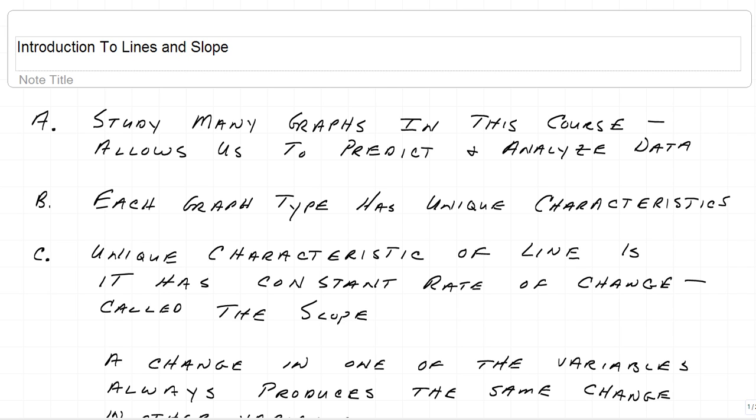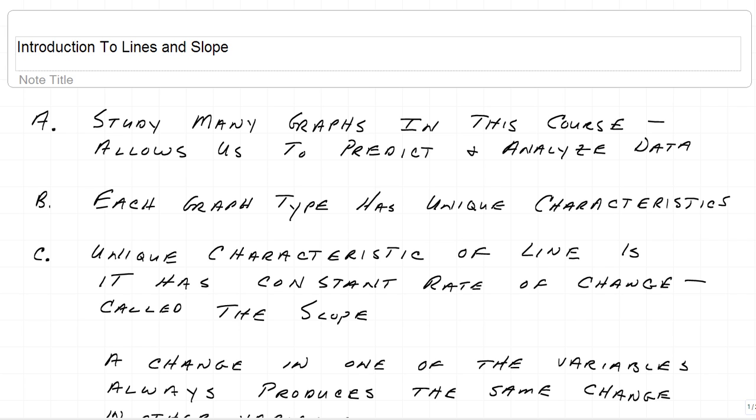Okay, the next unit that we're going to cover is going to be linear equations: how to graph them, how to analyze them, how to write the equation of graphs that we see, stuff like that. So let's go ahead and get started.